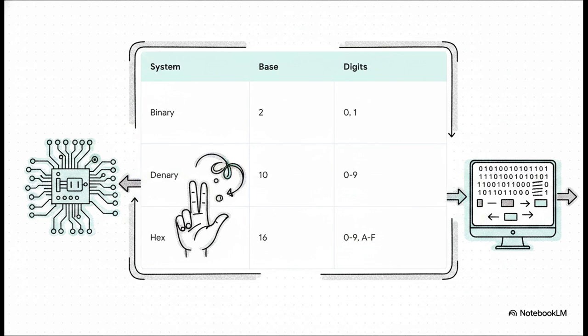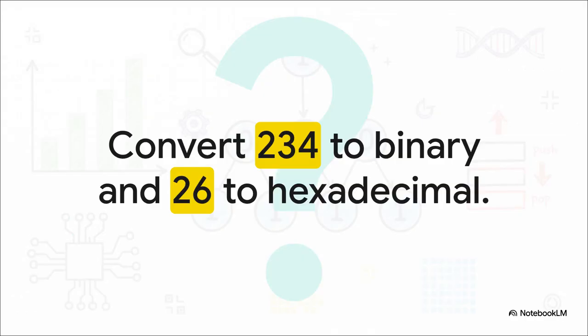Now, computers don't natively think in hex. Programmers use hexadecimal because it acts as a much shorter, way less error-prone representation of long binary strings. It's a shorthand, right? It saves time and drastically reduces mistakes. All right, let's put that to the test with a classic past paper question. If you see this on the exam, convert the denary number 234 to binary and 26 to hexadecimal.